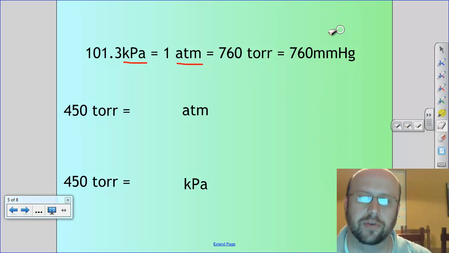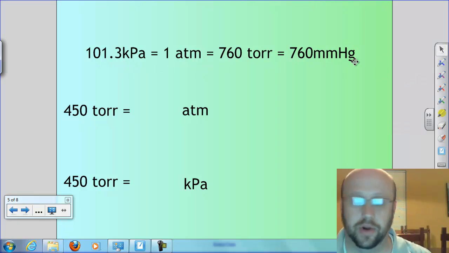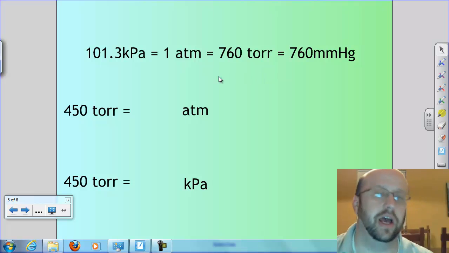So, you see this big, long equality, and you're probably thinking, oh my gosh, do I have to use all of that? No, not at the same time. You pick the two that you need. So let's do some conversions.